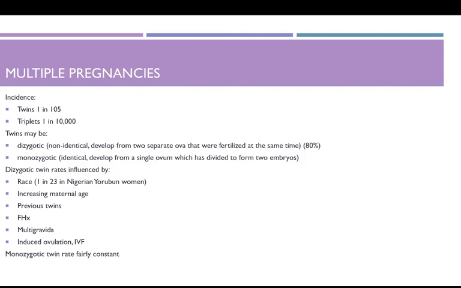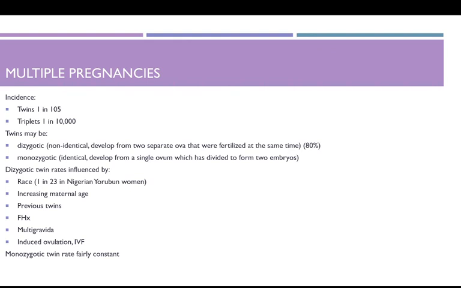Okay. Multiple pregnancies. So the incidence of twins is obviously much higher than triplets. Twins may be dizygotic, so these are non-identical. They develop from two separate ova which were fertilized at the same time. Or monozygotic. Monozygotic are identical twins. They develop from a single ovum which has divided to form two embryos.